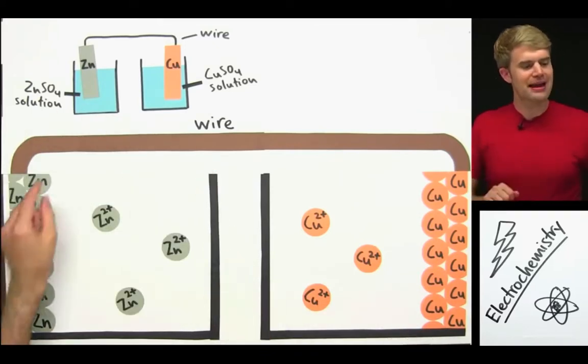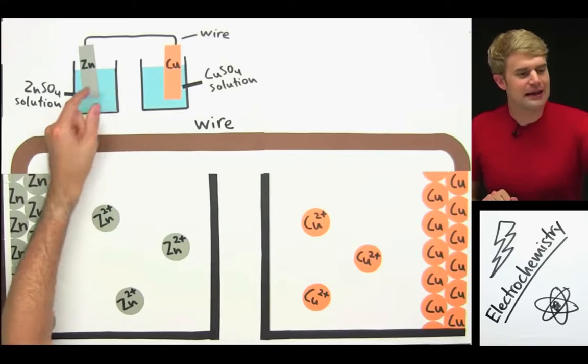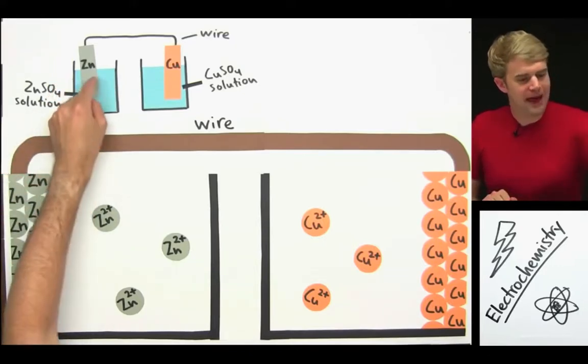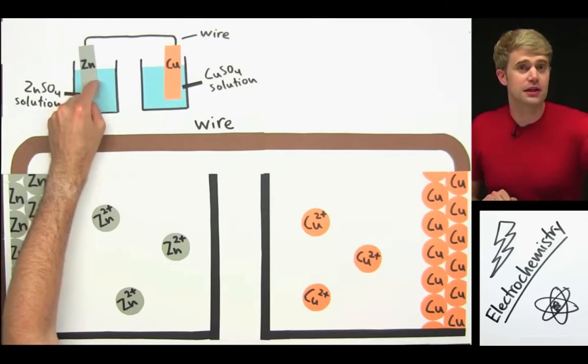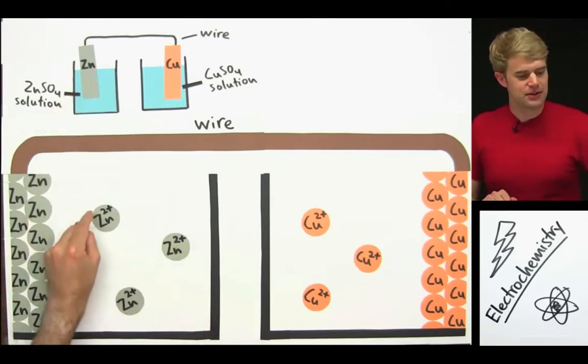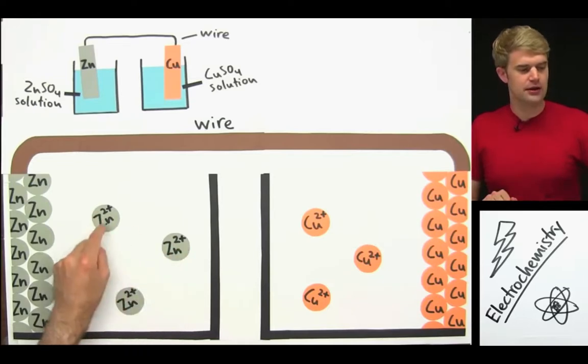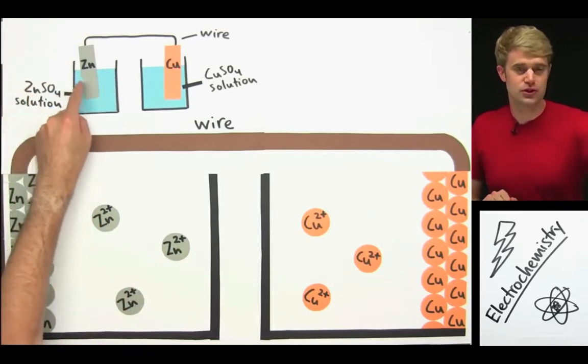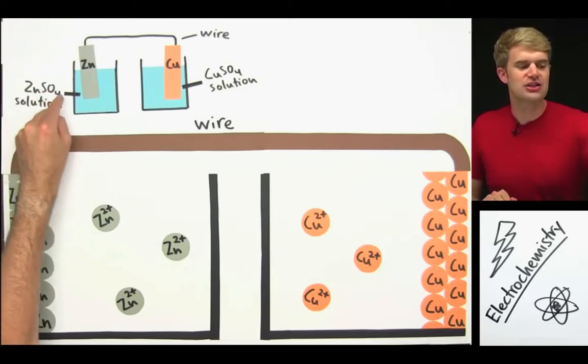This is a magnification of the area here. These zinc atoms are on the edge of the piece of the zinc metal. And then these Zn2+ ions are in the solution. They're part of this ZnSO4 solution. I'm not showing the SO4 here.